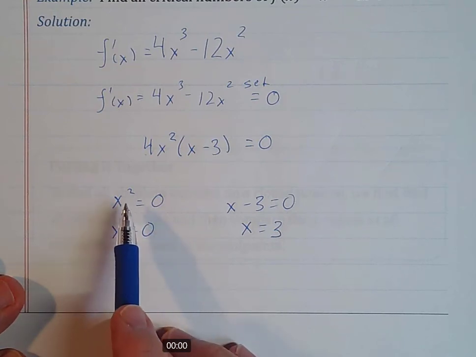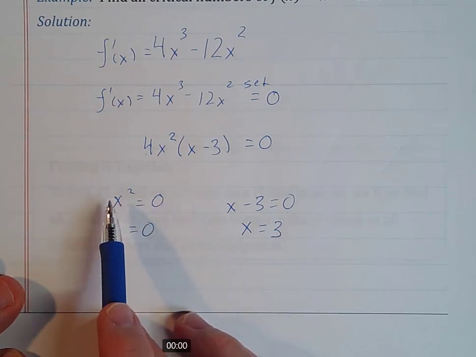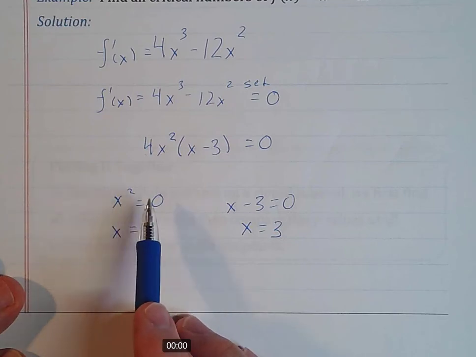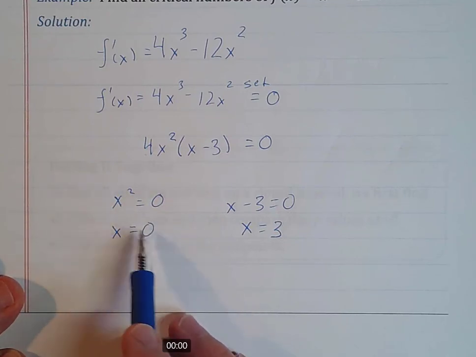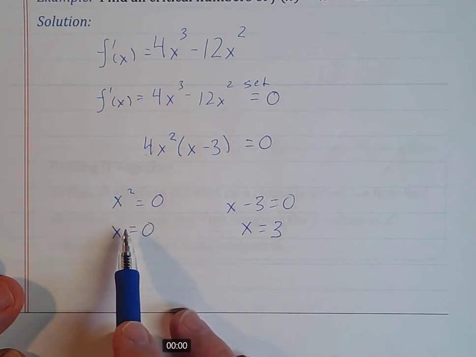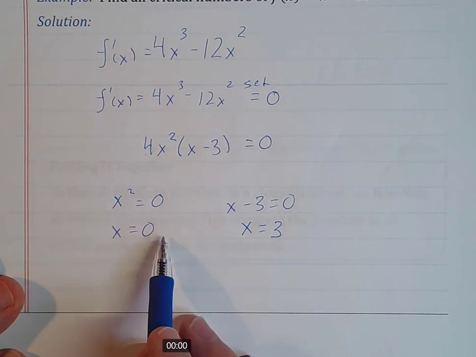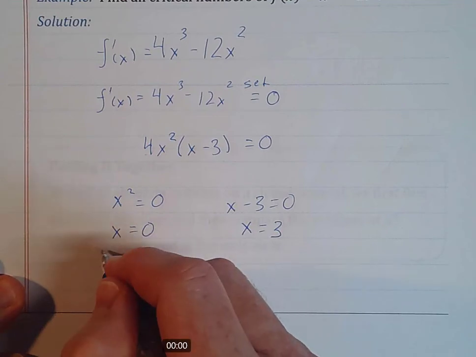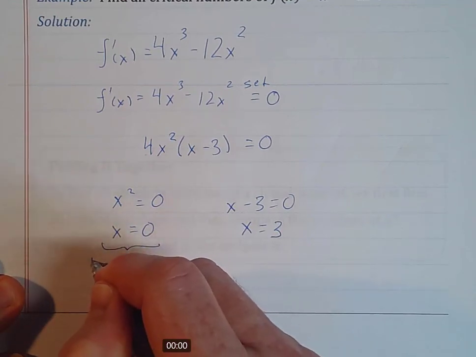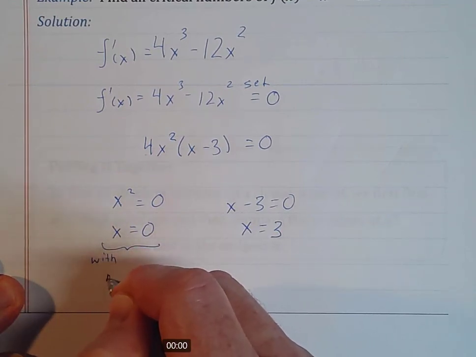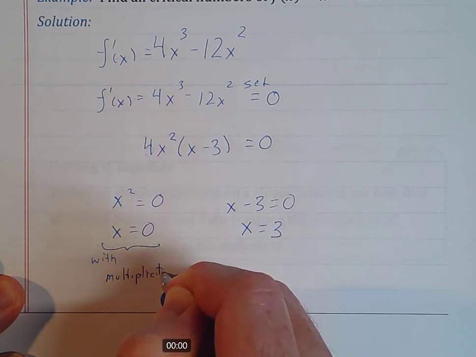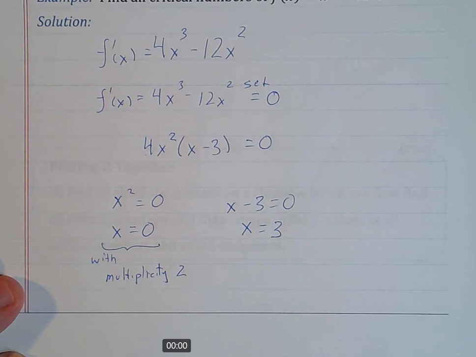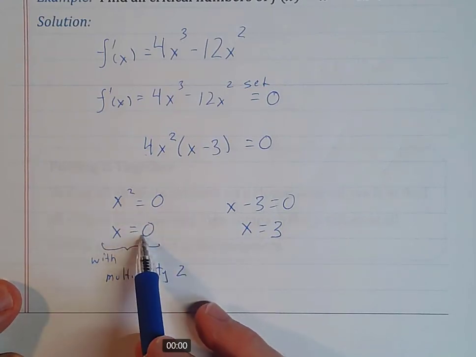If you have x squared equal to 0, remember this is really x times x is equal to 0. And that means that you really have 0 twice here. You get x equal to 0, and you get another x equal to 0. The way we say that is we say that we have a solution here with multiplicity two. All right, so we have x equals 0 with multiplicity 2.